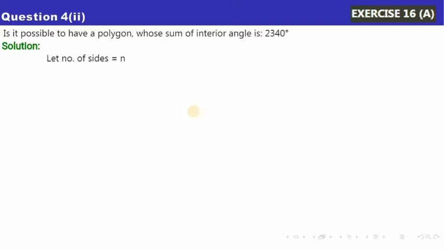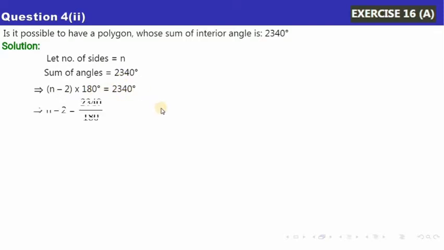Let me take the number of sides to be n. Now all of you know that the sum of the angles is given to be 2340, right? Now, what is the formula for the sum of angles? It is (n minus 2) into 180 degrees, and this equals 2340. So let's find the value of n.